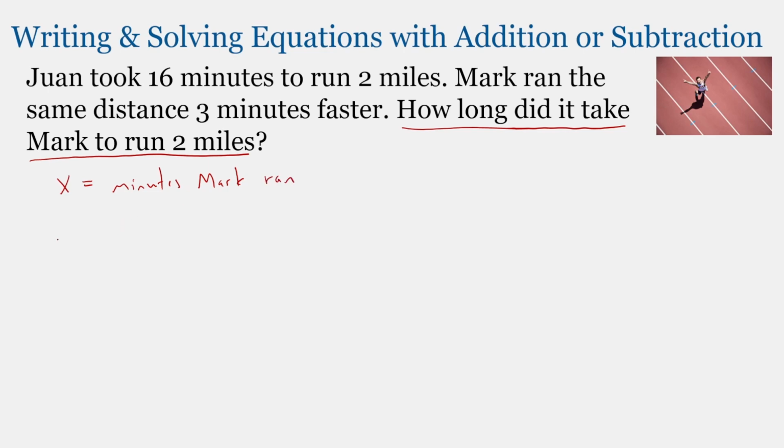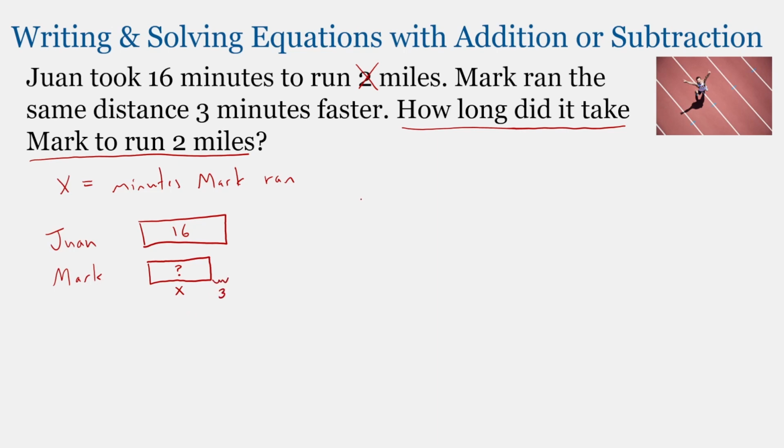Let's see what we know. Well, we know Juan took 16 minutes to run this distance. Whether it's 2 miles or 20 miles, we're actually never going to use this number right here. We just know he ran for 16 minutes, and Mark ran that same distance. Now, when Mark ran, he did it in a shorter time. His time was faster, so his time was smaller. We don't know what this is. This is x. And we know that this difference right here is 3.